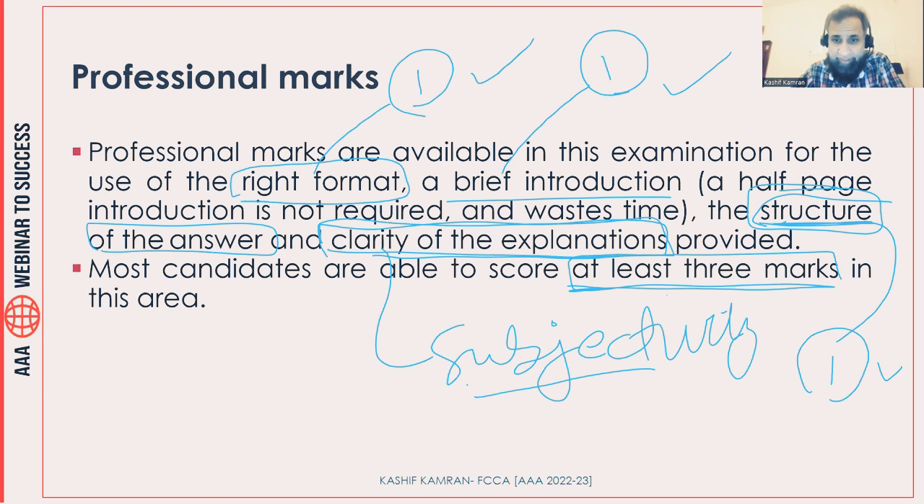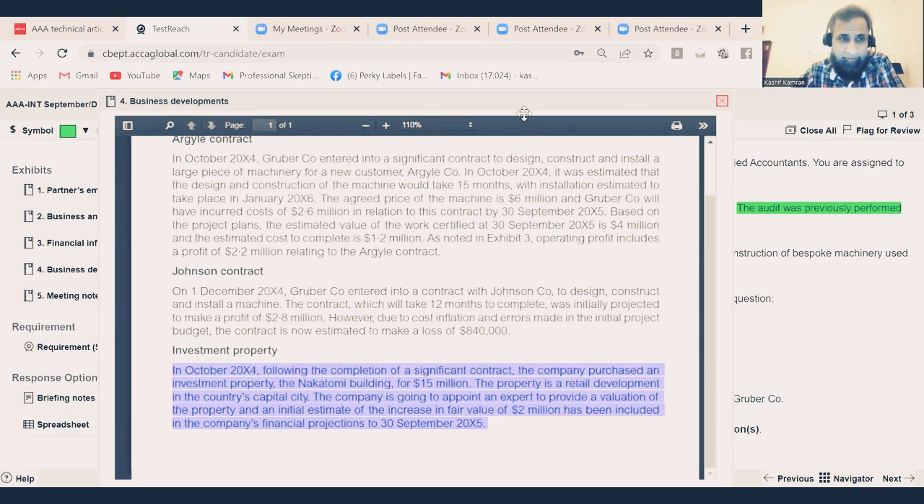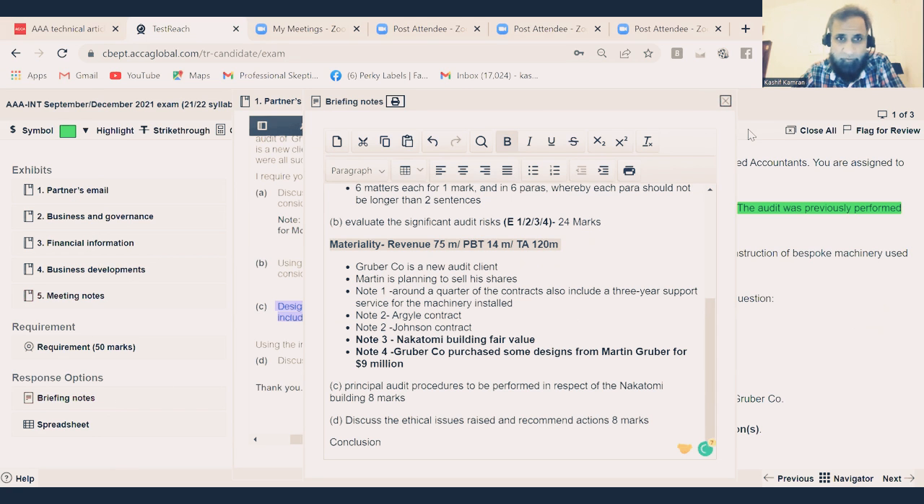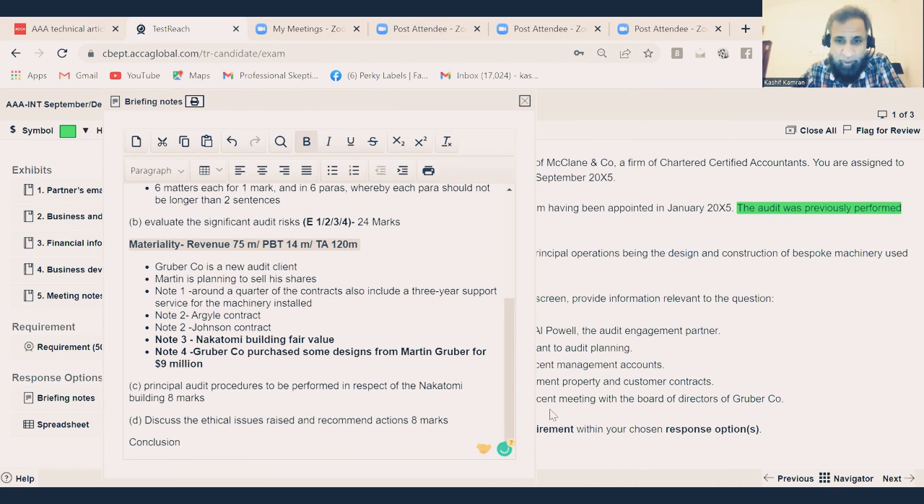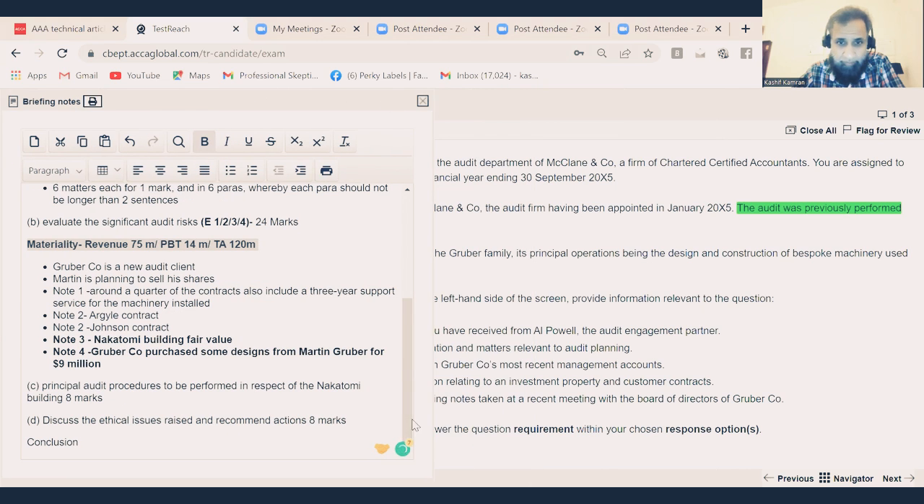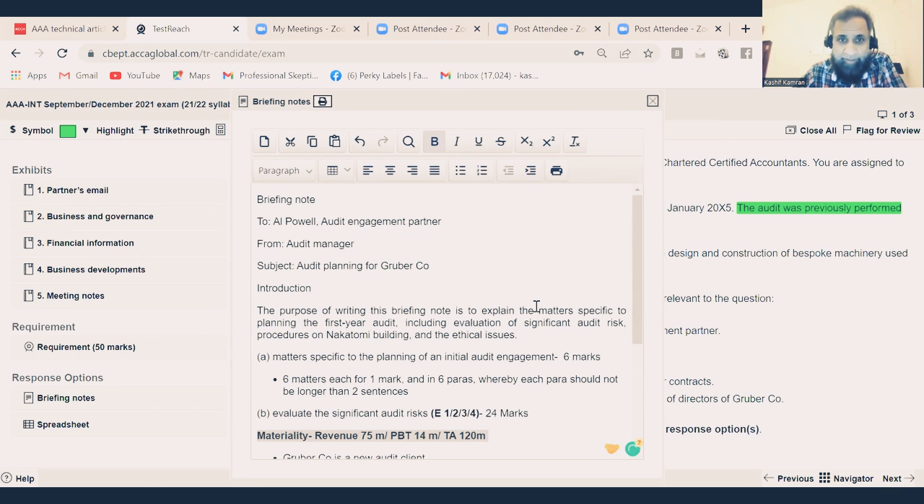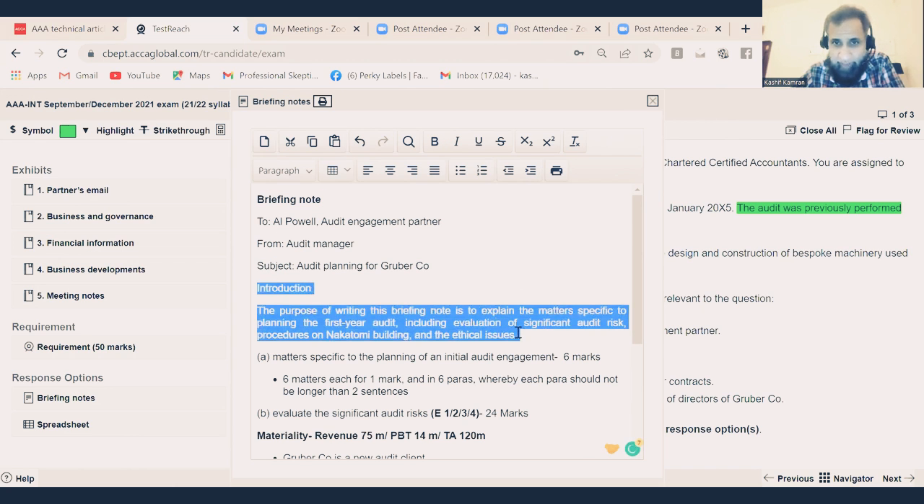Right? Just one last thing where I need to show you the practice platform again. Okay, I hope you can see the practice platform again, the briefing note in front of your screen. And when you look at the briefing note, which I just stretched for you in the session today, we started with the heading briefing note, to, from, subject, introduction. Look at my introduction here. How small the introduction is. That's what the examiner looks for.